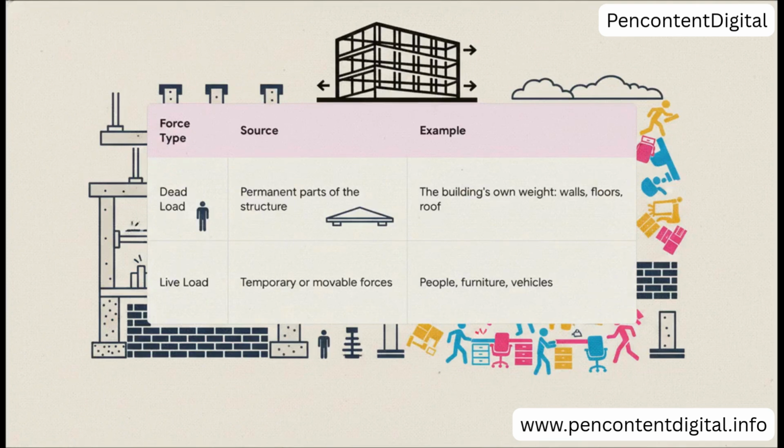The difference is actually pretty simple, but it's so critical. Dead loads are the constant, predictable ones. It's the building's own weight, the materials it's made from. It never really changes. Live loads, though, that's the unpredictable stuff. People walking around, desks being moved, snow piling up on the roof. The structure has to be designed for the absolute worst-case combination of all of these things happening at once.